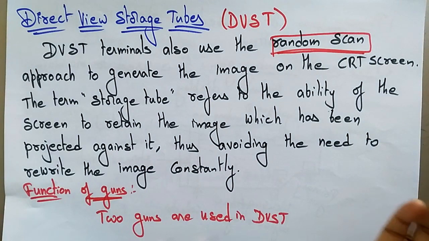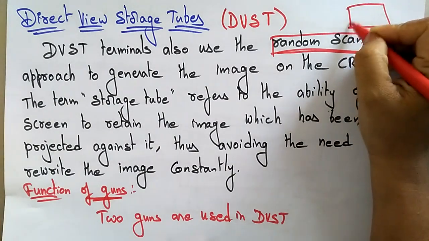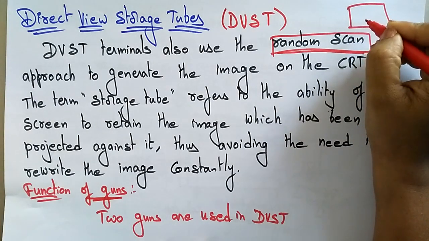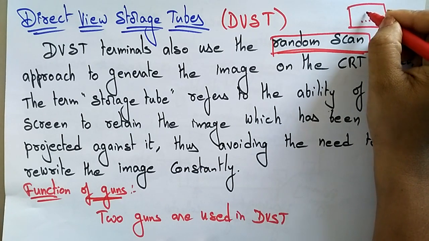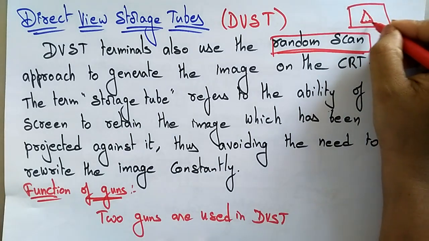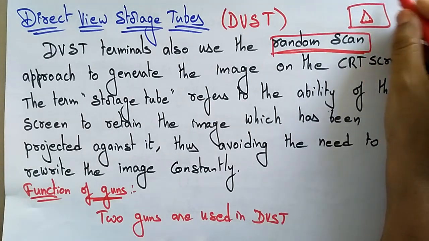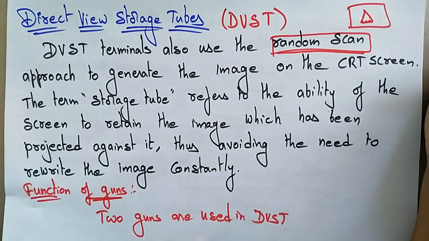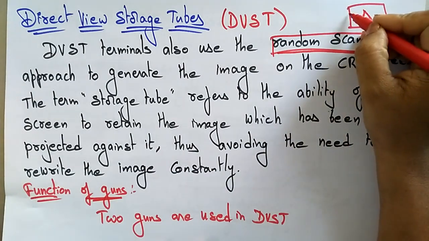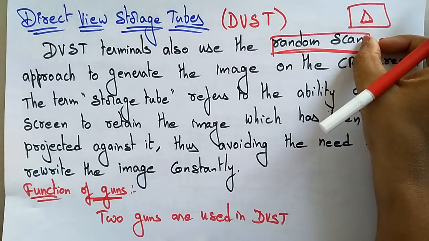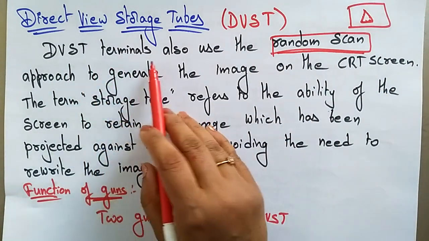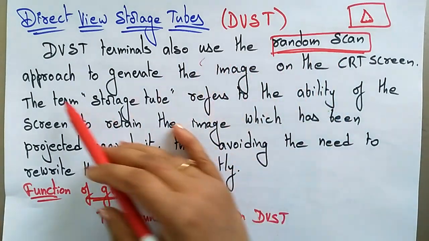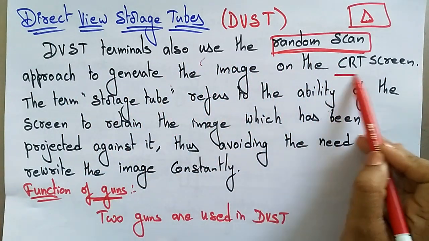So the random scan, as I said, will print on the screen wherever it wants to print. Those lines will be scanned, and the electron beam will be directed into that portion. It won't scan the complete screen, whereas in the raster scan the electron beam has to scan the complete screen. But in random scan only the portion of the screen will be scanned. So DVST terminals also use a random scan approach to generate the image on the CRT screen.